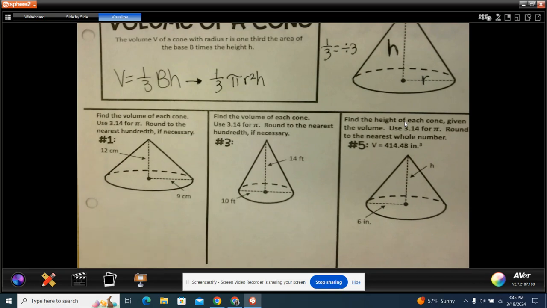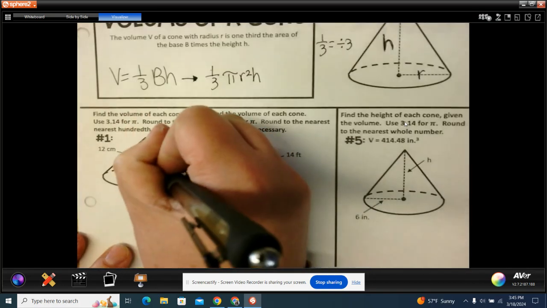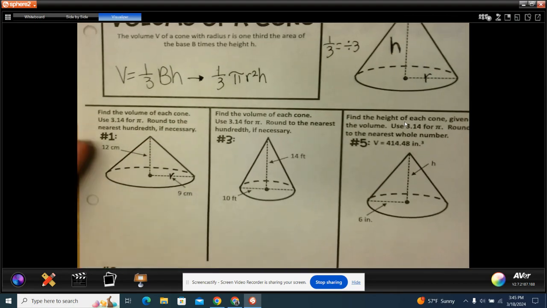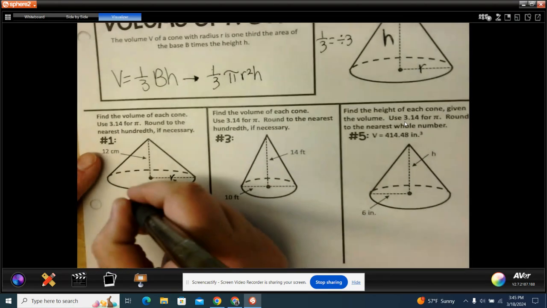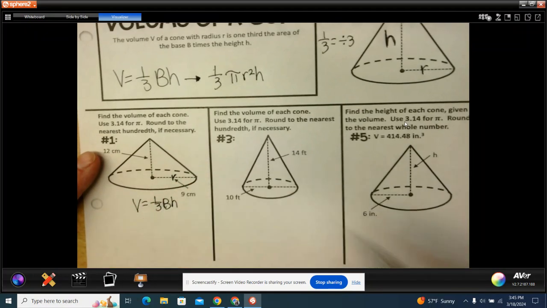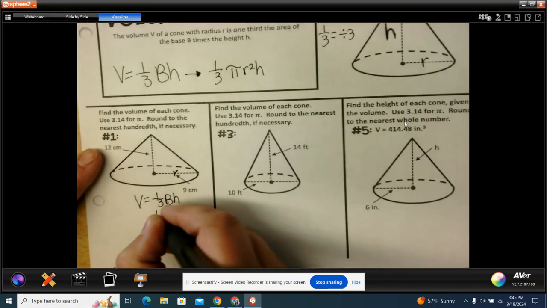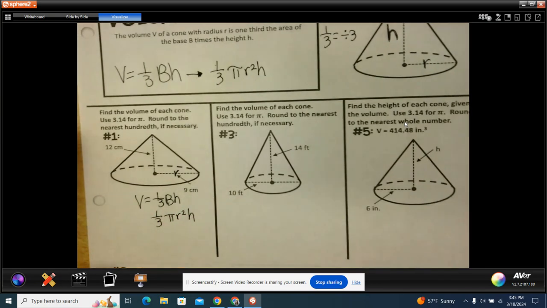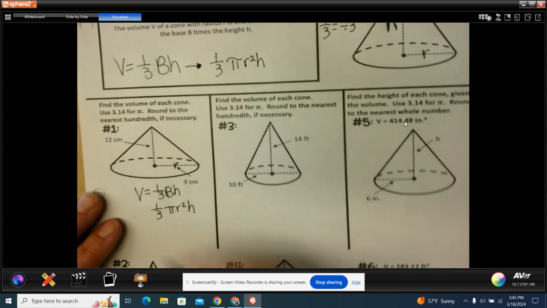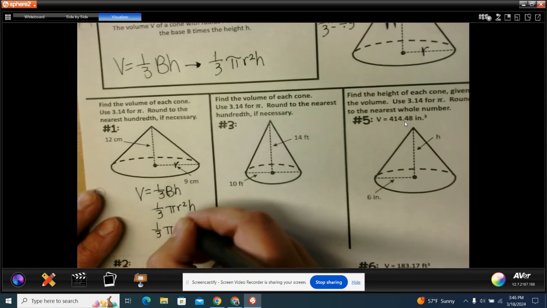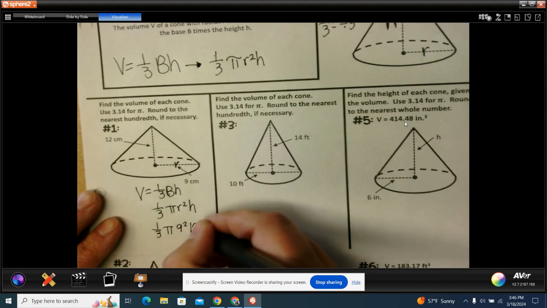So our first one, we are given a radius. A radius does not go all the way across the circle. It goes from the middle to one side only. So our formula, we've got 1/3 big BH. I'm going to replace the B with my area formula, which is pi r squared. And then I'm able to now replace it with all the numbers. So I have 1/3, pi, r is 9, h is 12.